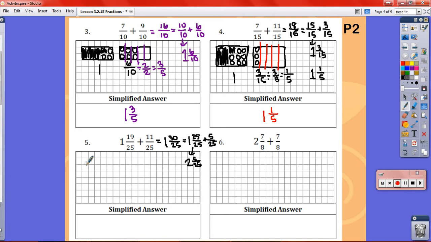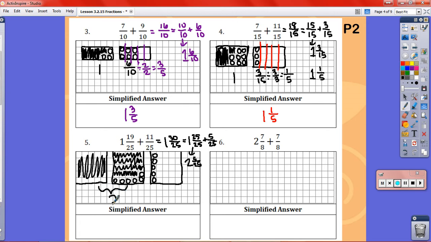So let's see it as a picture. 1, 2, 3, 4, 5. 1, 2, 3, 4, 5. Okay, I have one whole, so this whole thing is filled in. Then I have 19/25. So, well, this would be 5, 10, 15, 16, 17, 18, 19, and I need to add 11. 1, 2, 3, 4, 5, 6, 7, 8, 9, 10, 11. And that's 25ths, of course. Ooh, that's cutting it close. So I have 2 wholes here, and 5/25.